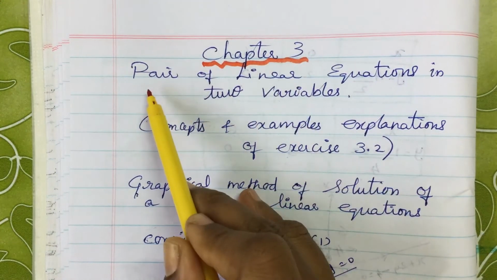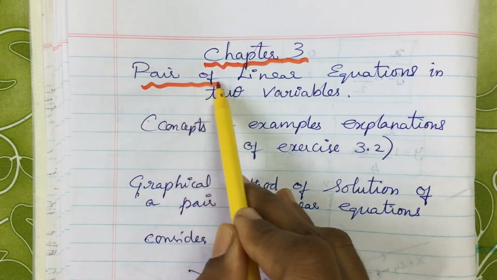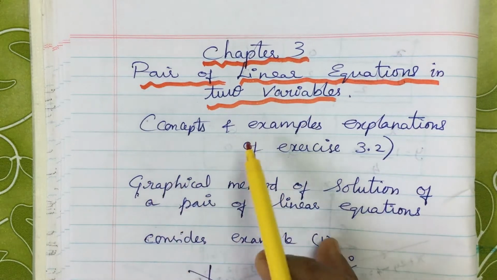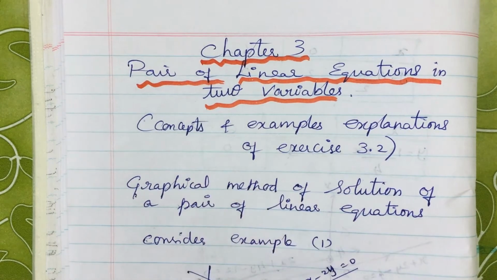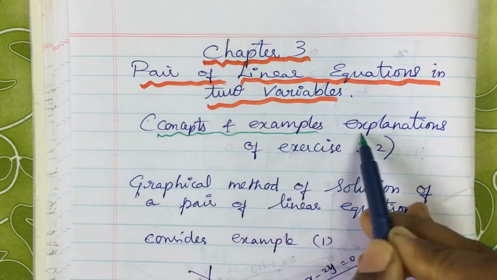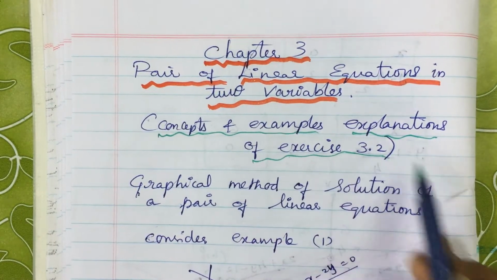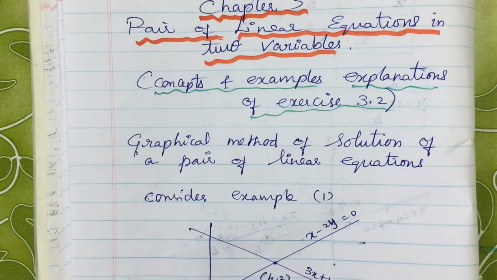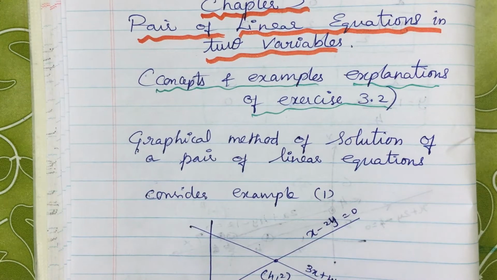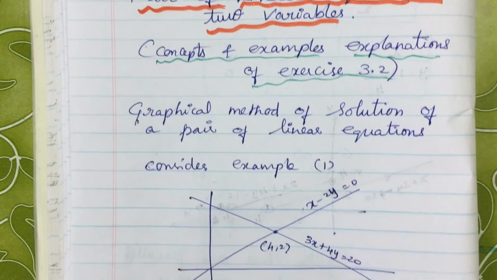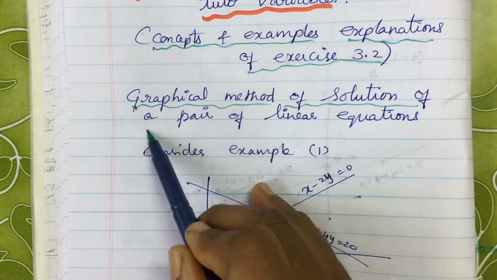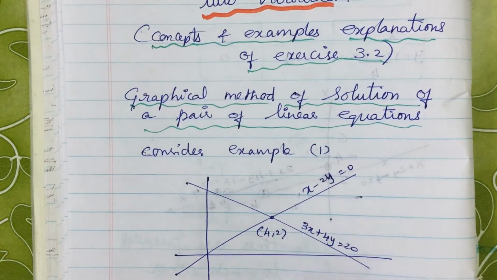Today we are going to learn Chapter 3, Pair of Linear Equations in two variables. In this you are going to learn concepts and example explanations related to Exercise 3.2. Here you are going to learn about the graphical method to find out the solution of a pair of linear equations. It is similar to what you learned in the last video.